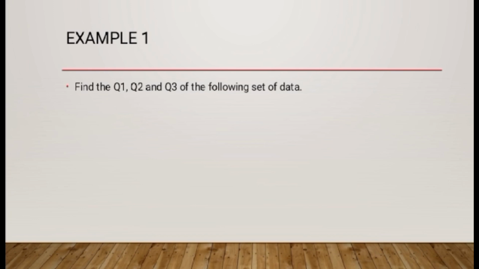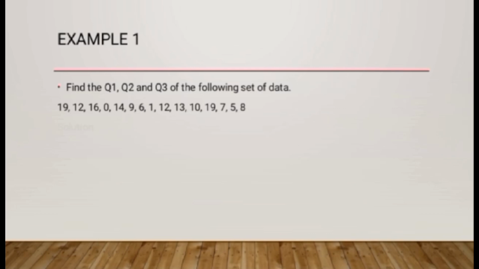Find the quartile 1, 2, and 3 of the following set of data. Our set of data is 19, 12, 16, 0, 14, 9, 6, 1, 12, 13, 13, 10, 19, 7, 5, and 8. Now, let's start with quartile 1. So first thing we do is to arrange the data into ascending order, or arrange the data from lowest number to highest number.